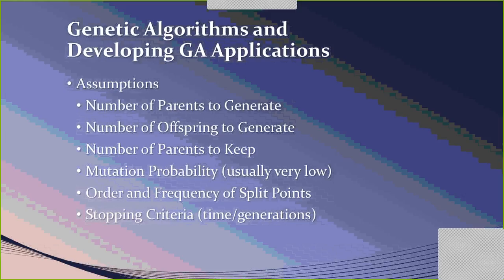We need to define the order and the frequency of our split points, which, as we select our best guesses, we then take and mix those guesses based on how many variables from the first one versus how many variables from the next one we are going to keep. And then we also have to decide how long we're going to let this model run. This model can run into thousands or tens of thousands or hundreds of thousands of iterations, and at some point the quality of the guesses becomes a diminishing return. So you need to decide how long you're going to let it run and when you're going to stop it.